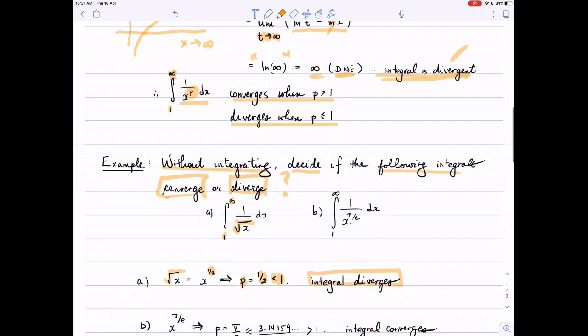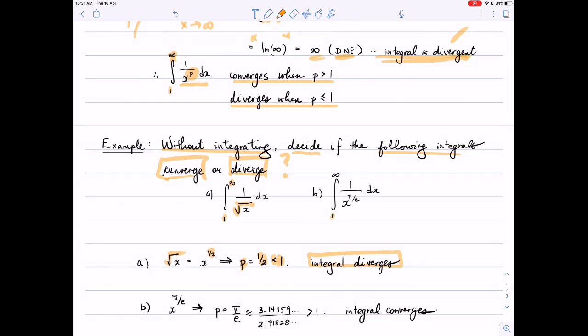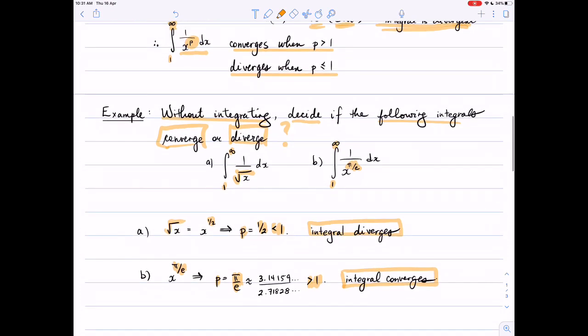The second one, we have the integral from 1 to infinity of 1 over x to the pi over e dx. So pi over e is our power p. Pi over e is greater than 1, and if it is greater than 1, the proposition tells us that the integral converges. And that's it. Without integrating, we know the behavior, not necessarily the value in the convergent case, but we know the behavior of those integrals. And this p integral is going to be important for an application which will come later, which is the p series.